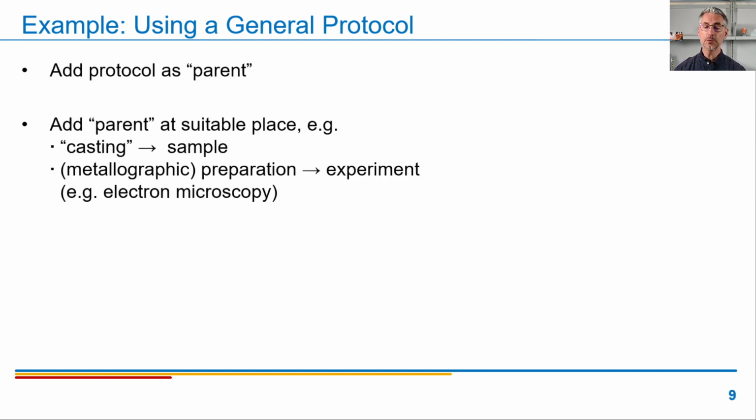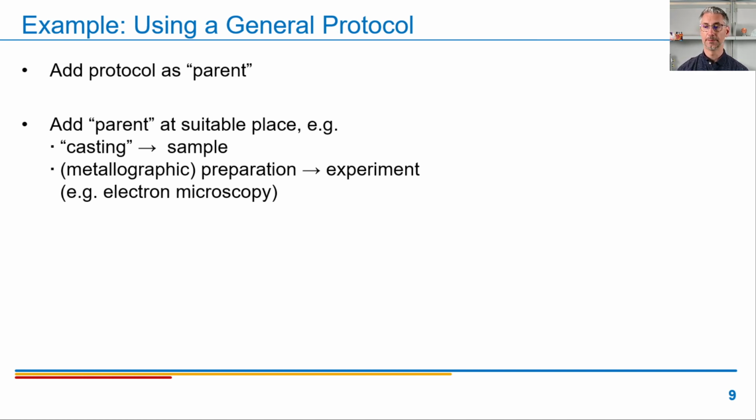So when we use the protocol in our measurement, for example, or in our preparation of a sample, then we can use them in the same way we add parents in other situations. So we add the protocol as a parent, and we need to think a little bit about where we add this parent, so we need to choose a suitable place. For example, if we had a protocol for casting, that would most likely be the suitable place to link it to the creation of the samples themselves, so we would link this as a parent to the sample.